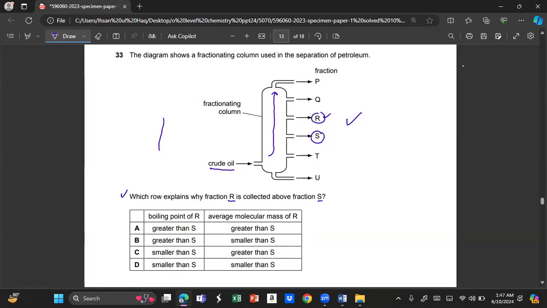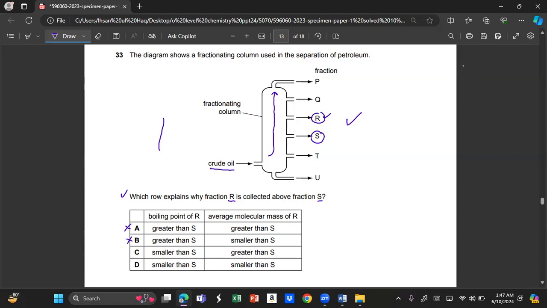The average molecular mass of R is greater than S, so it is rejected, because if it is heavier, it will not go above S. Option B, greater than S? No. So options A and B are totally rejected, because if the first column is wrong, the second will definitely be wrong. So let's move to option C, smaller than S.